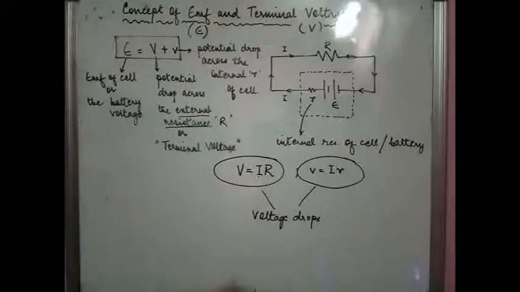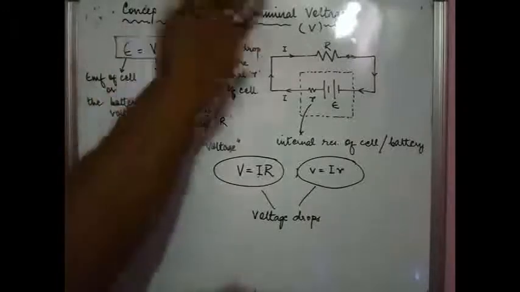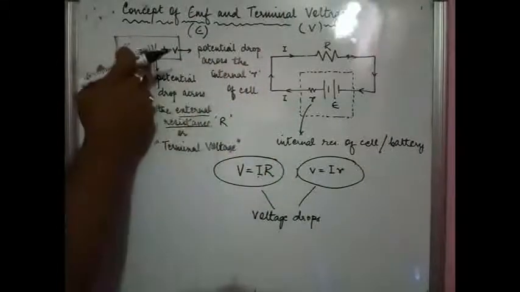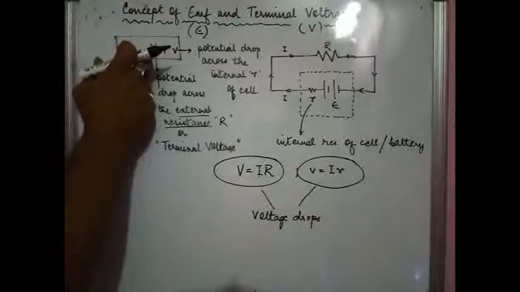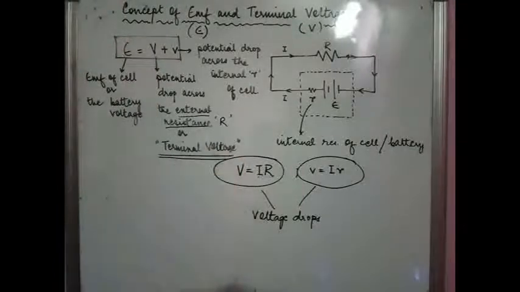One last thing that you have to remember before we move on to the numerical portion: both of these are voltage drops, one across the external resistance, one across the internal resistance. The one across the external resistance, this capital V, is also known as the terminal voltage.